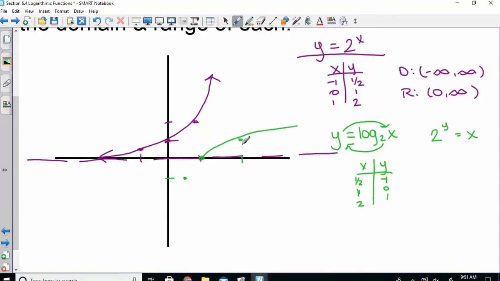And graph this. What kind of asymptote do you think this one has? A vertical. The other one had a horizontal asymptote at 0. This one has a vertical asymptote at 0, which we've already kind of discussed with the log. I told you that the argument had to be greater than 0. What's the domain? 0 to infinity. What's the range?